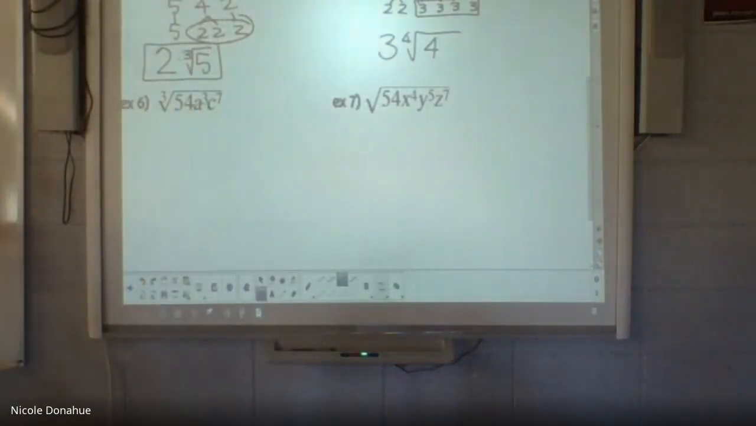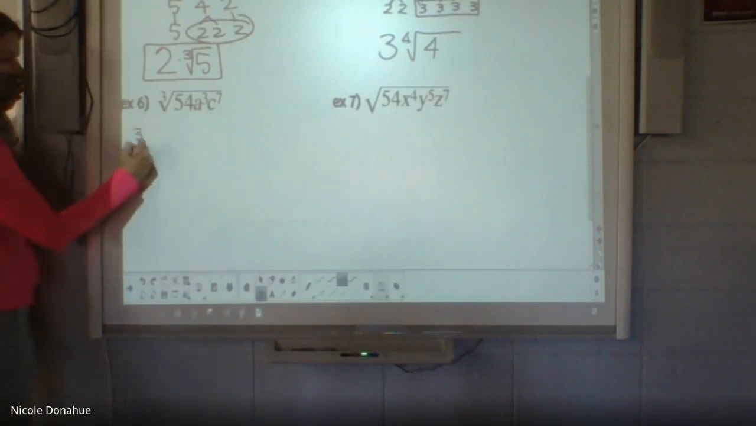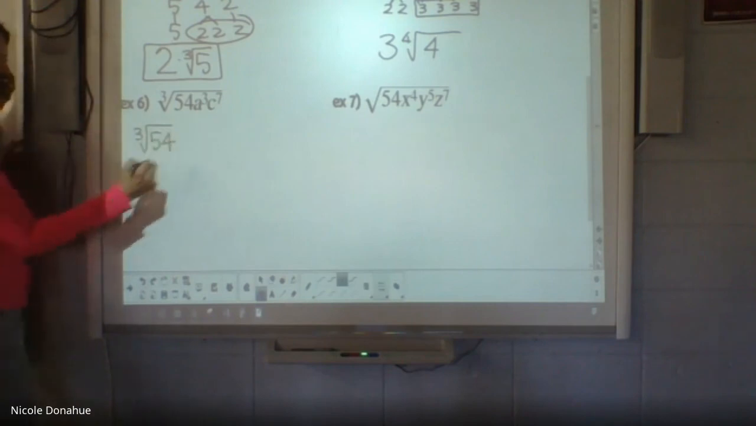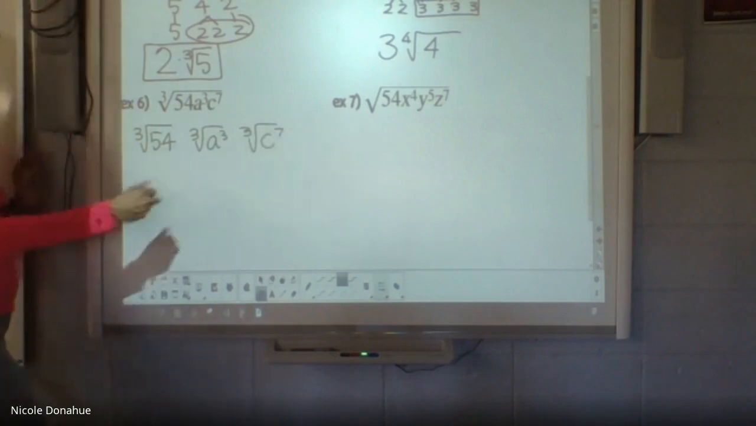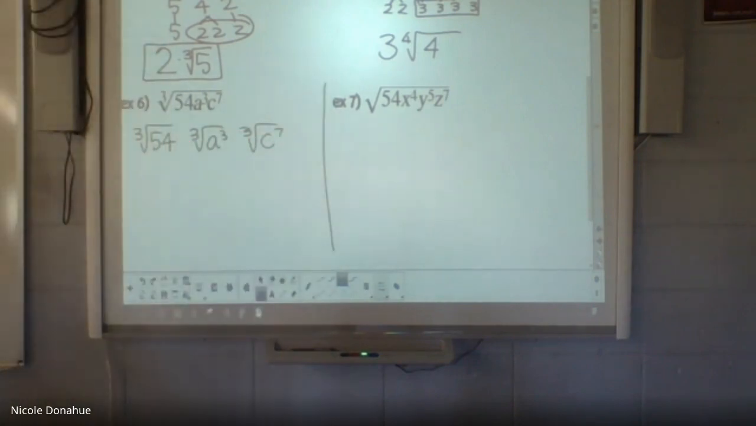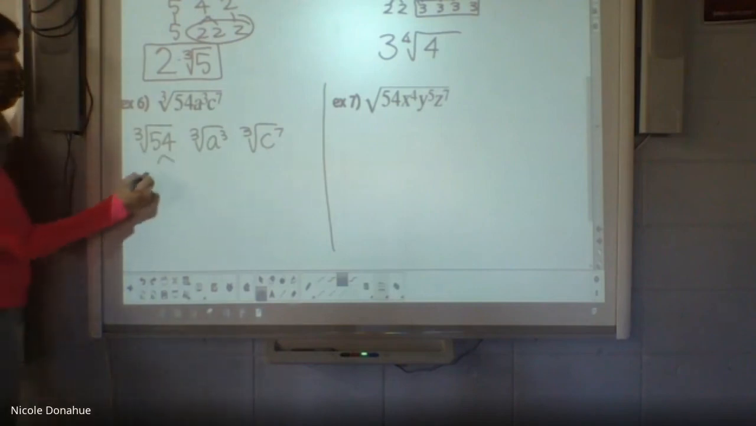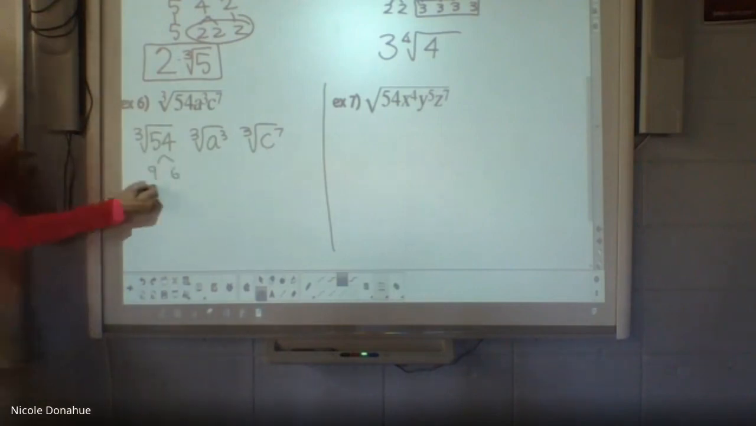Okay. I'm going to break this up as 3 separate parts, like I did up above. So I'm going to do the cube root of 54, the cube root of a to the 3rd, and the cube root of c to the 7th. I'm just breaking those up. Now, if you check, the cube root of 54 is not a nice number. So the cube root tells me to look for groups of 3. So 9 and 6, that's much nicer.